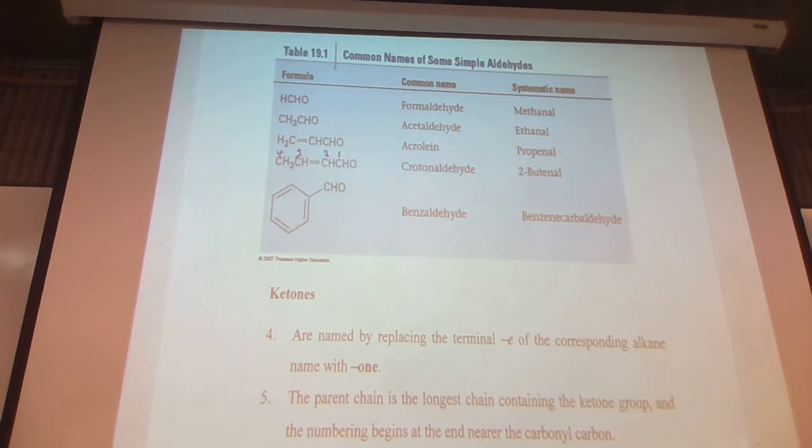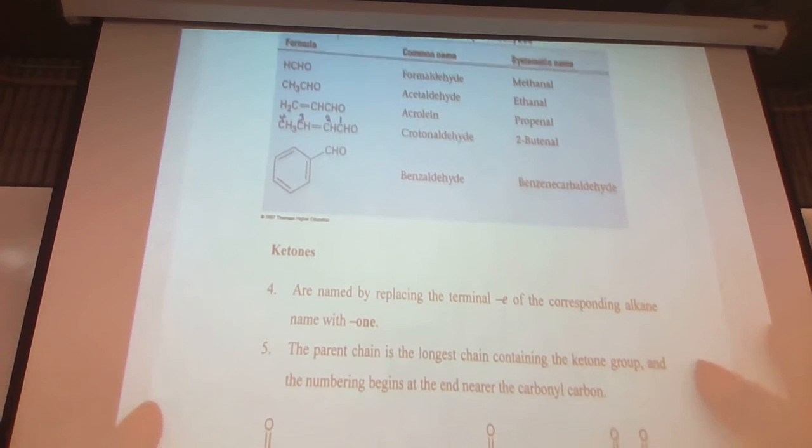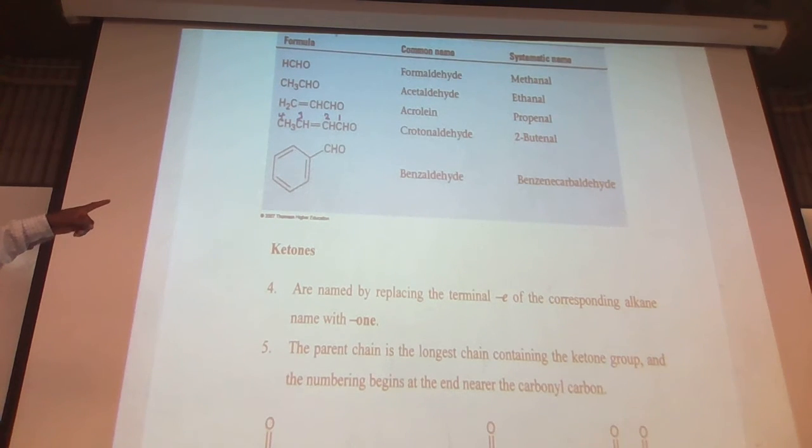So even if you have a double bond in the chain, the aldehyde still takes position number 1. Make sense? All right. And then, oh, here's the benzene. Benzaldehyde. You see that? So the IUPAC name is going to be benzenecarbaldehyde. All right, cool.